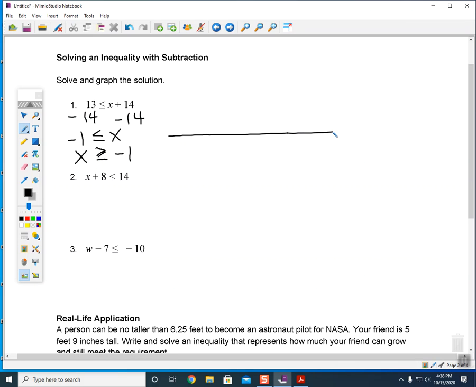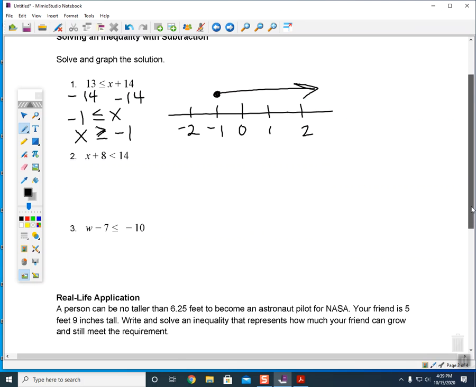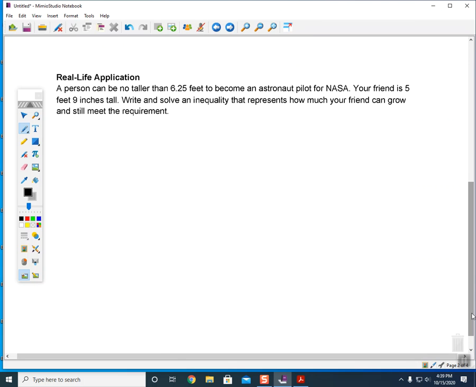So then when I graph this, I can have, let's do 0, negative 1, negative 2, 1, 2. I'm going to have a closed dot at negative 1. X is greater than or equal to negative 1, so it's pointing to the right. Okay? I would like you to go ahead and do the other two on your own. And we're going to move on to this. So you can go ahead and pause this to work on them, or you can work on them when we're finished here. Okay, a real life application.